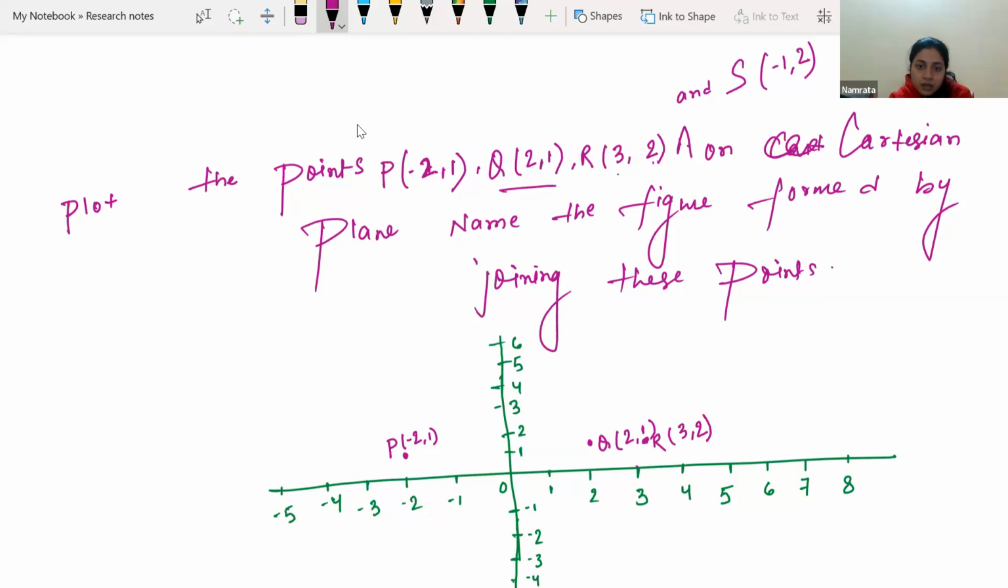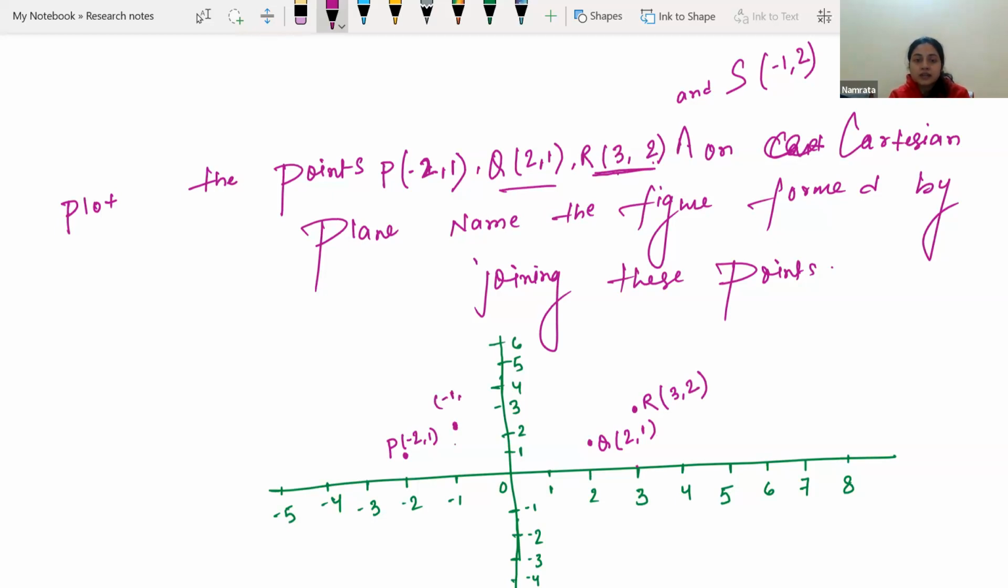Okay, wait. One thing, I have located it, it must be above this Q. Okay, let me locate it. So the next point is point R, where X is 3 and Y is 2. So it will be here. And the next point we are having is S, where X is minus 1 and Y is 2. Okay, it will be above this one.